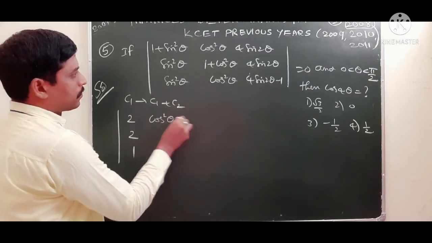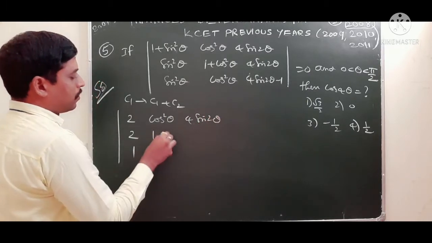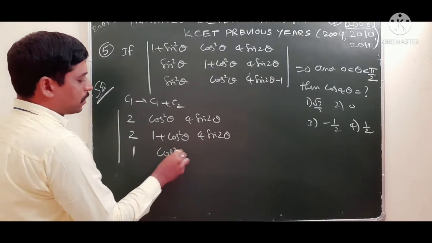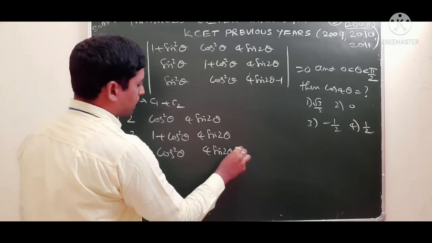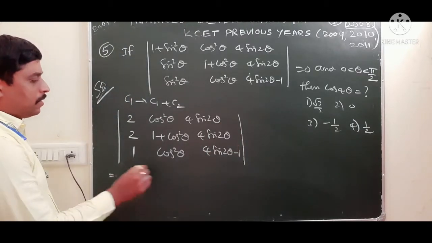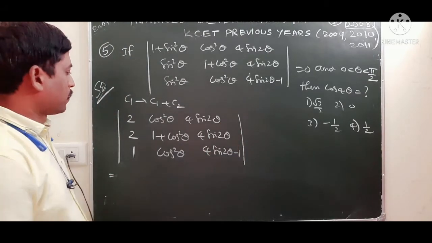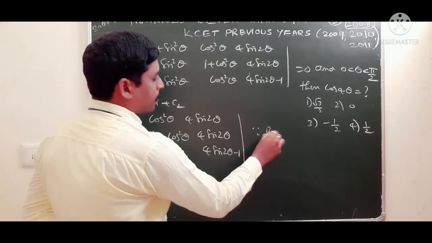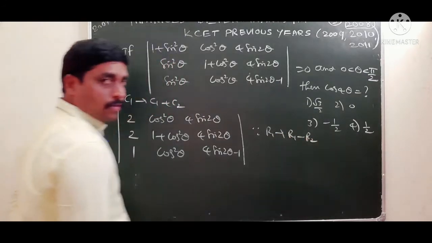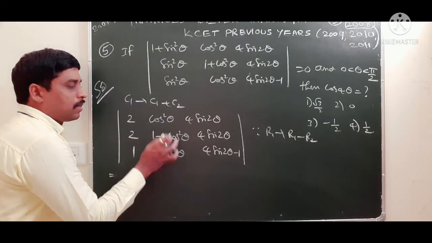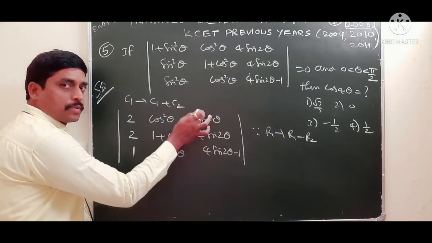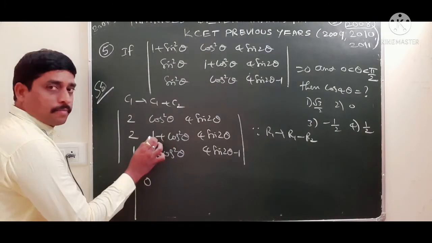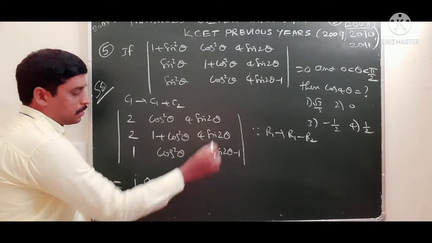The remaining entries are the same as they are: 1 plus cos square theta, 4 sin 2 theta; this is cos square theta, 4 sin 2 theta minus 1. Okay, now by using a row operation on the first row and second row, R1 is replaced by R1 minus R2. Why? Because 2 minus 2 is 0, 1 and cos square theta get cancelled, 4 sin 2 theta gets cancelled. So this will be 0, cos square theta minus 1 is minus 1, 0.